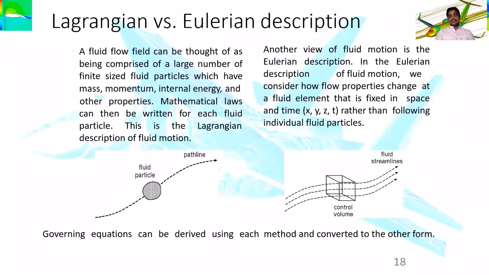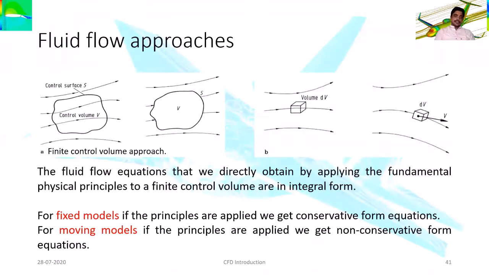Here you can see on the screen the control volume selected in the Eulerian approach, compared with the Lagrangian approach, where the fluid particle is taken into consideration. Okay, fine. So that is all about the Lagrangian and the Eulerian approach. You might have studied and understood this previously. We will not leave it behind, but we are going ahead to an approach more advanced than the Eulerian and the Lagrangian approach, which we will see in the next slide.